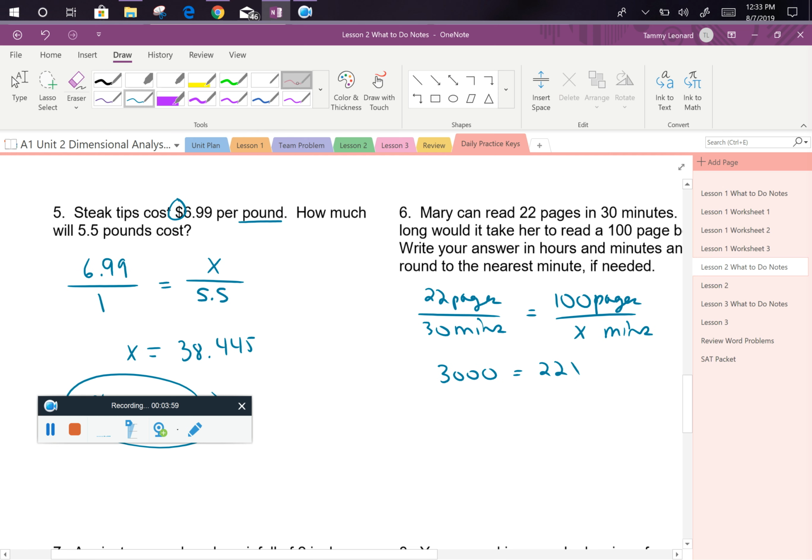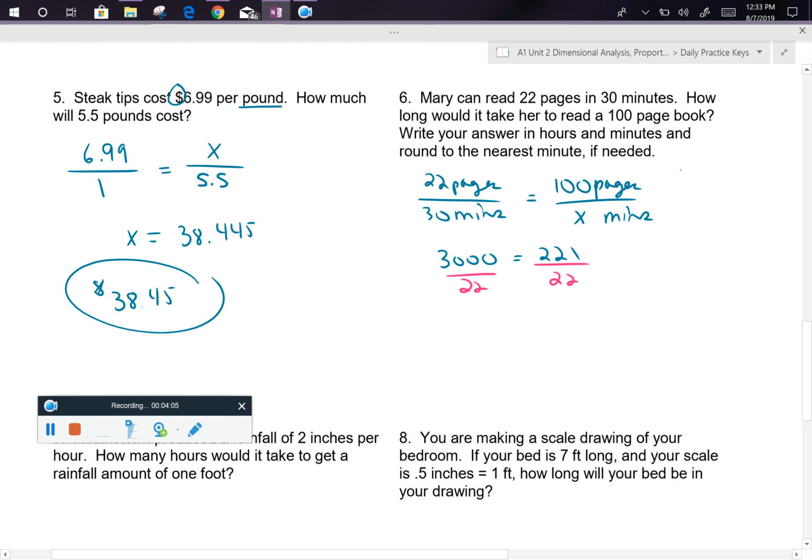We do need to get x alone, so if we divide both sides by 22, it looks like we'll have to approximate our answer. 3,000 divided by 22. We have x is approximately equal to 136.4. Well, it's 136.36. They said round to the nearest minute, so approximately 136 minutes.